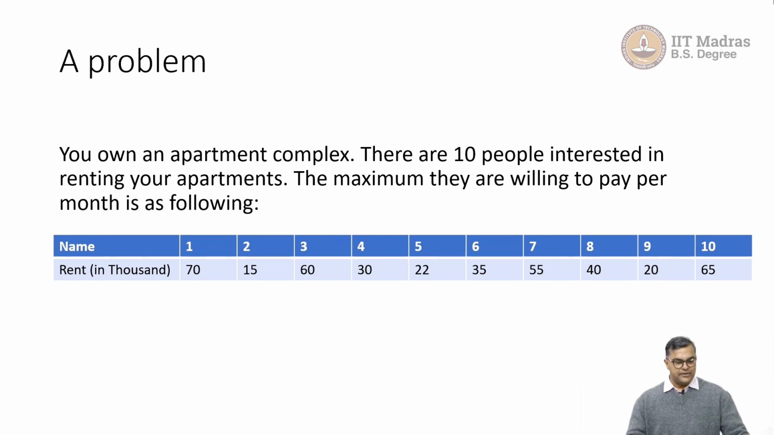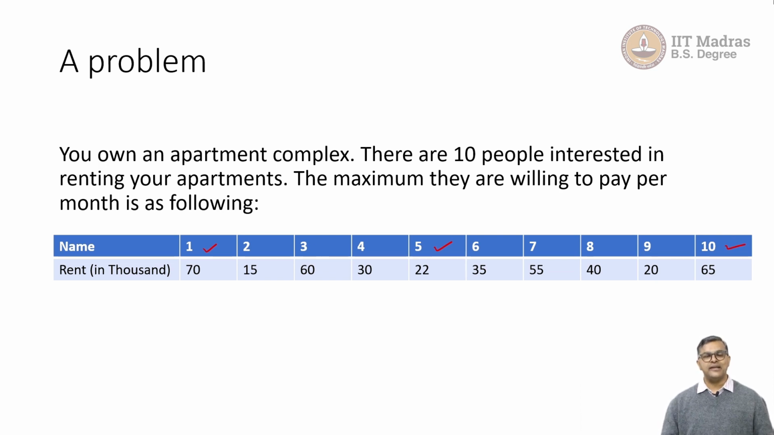So, let us say you are an apartment owner and there are 10 people who are interested in renting one of your apartments, and the maximum they are willing to pay is given in the table. This willingness to pay is for monthly rental, and it is in 1000 rupees. So, for example, the first person is willing to pay 70,000 rupees per month. Similarly, the fifth is willing to pay 22,000 rupees per month, and the 10th person is willing to pay 65,000 rupees per month.